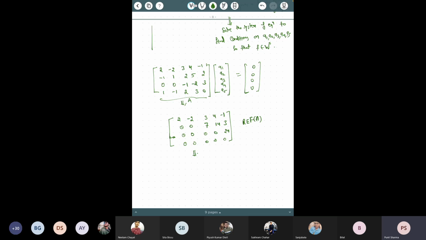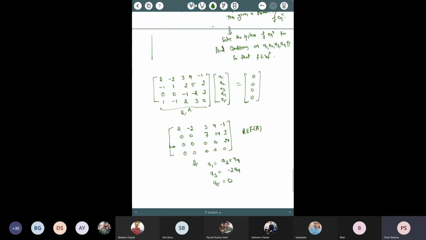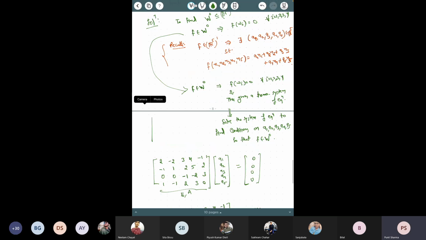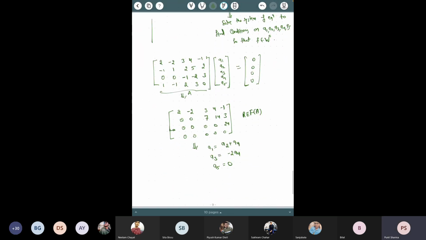So what condition does it give you? When you solve this system, the reduced form, you get conditions on the coefficients: a1 would be a2 plus a4, a3 should be minus 2a4, and a5 should be 0. This is the condition you get. Therefore, if f is in W naught, then f would be of this form, where these scalars a1, a2, a3, a4, a5 should satisfy this condition.